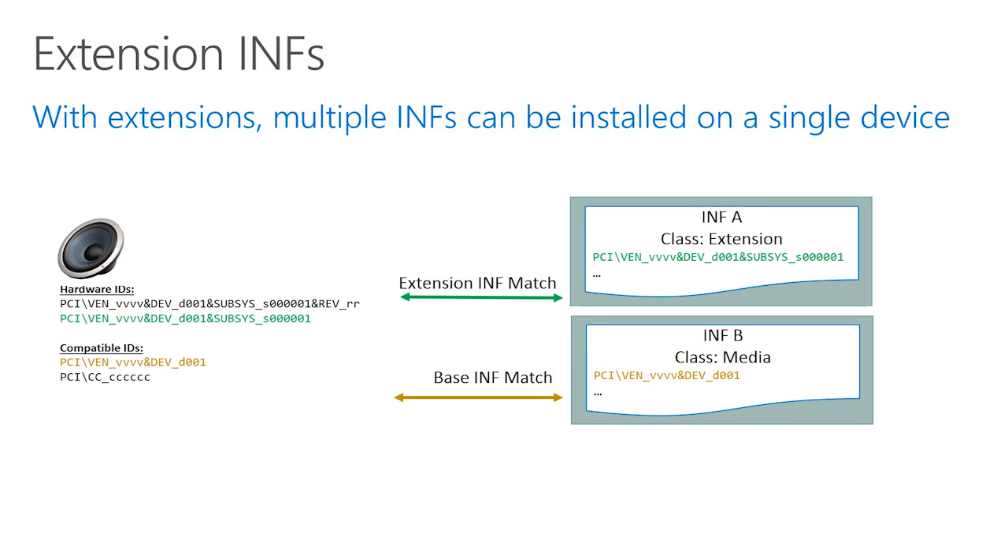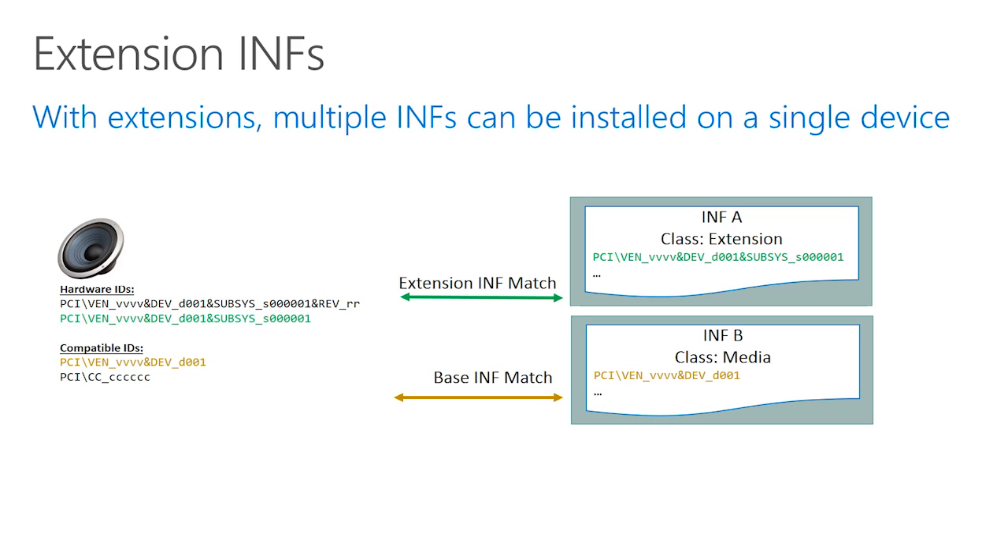Extension INFs are just like normal INFs in that they match on hardware IDs. The difference is you're allowed to have more than one INF on that device. Every device must have one and only one base INF. This is very similar to my original example, and it runs the fundamental usage of the device. The extension INF is then layered on top of that, extending its functionality and providing more value add.